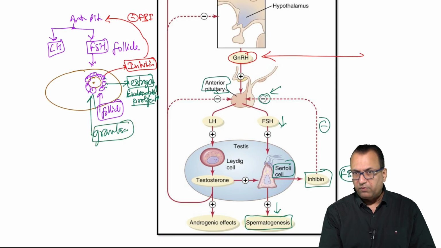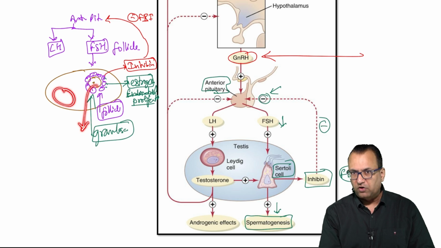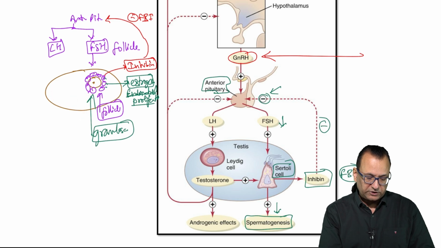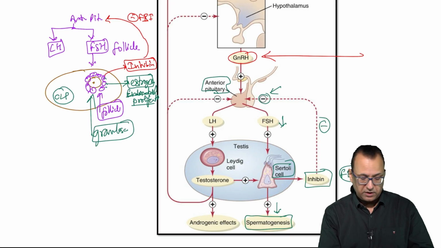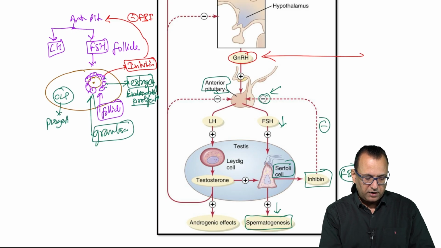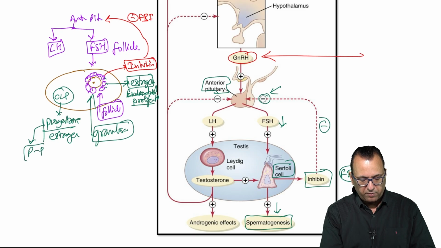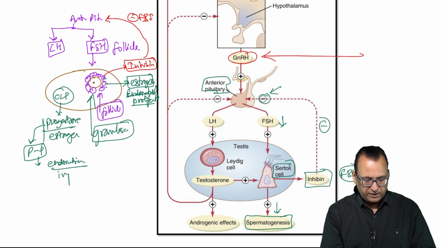Now let us say ovulation happened and one secondary oocyte was released. What you have is the corpus luteum after that, and this corpus luteum can become the corpus luteum of pregnancy if fertilization is already done, and the corpus luteum will be giving us progesterone basically, and a little bit of estrogen also. This progesterone is important. PP, progesterone is the hormone of pregnancy. It will prepare the endometrium for implantation. So the endometrium is being prepared for implantation.